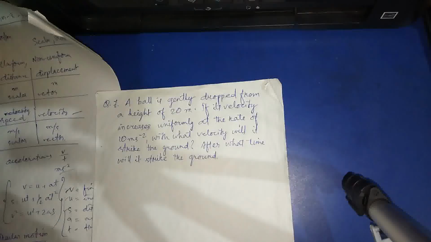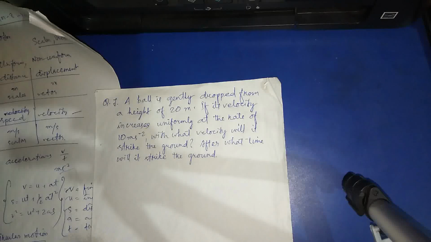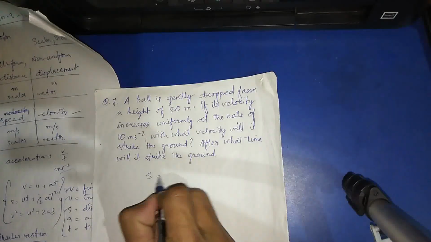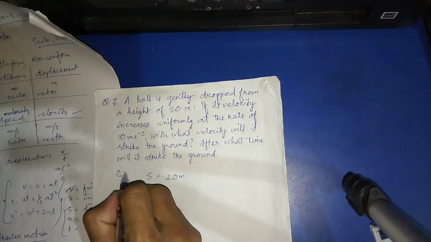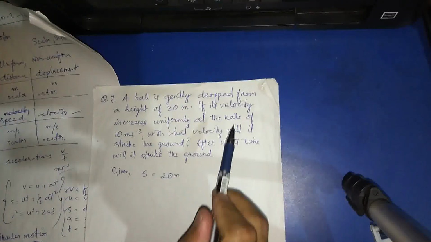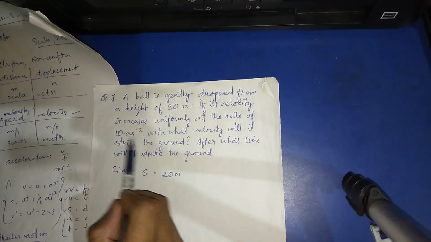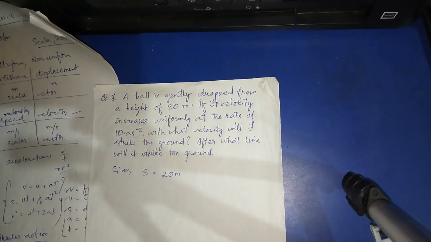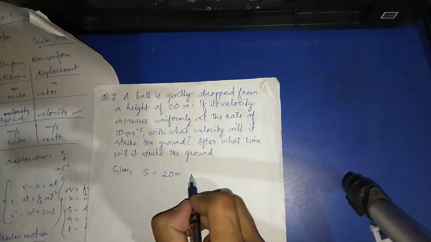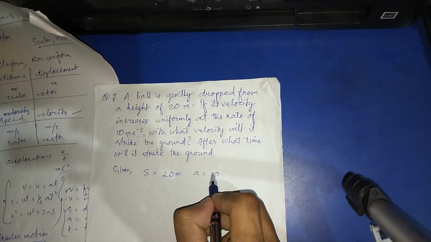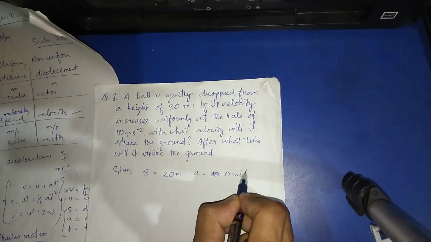So here what we can find out is height. Height is 20 meter, so it will be the distance covered by the ball. So distance is equal to 20 meter. These are the given values. Now if its velocity increases at the rate of 10 meter per second square, we have to check the unit. It is 10 meter per second square, so it is the value of acceleration, because acceleration has the unit meter per second square. That's why acceleration is equal to 10 meter per second square.